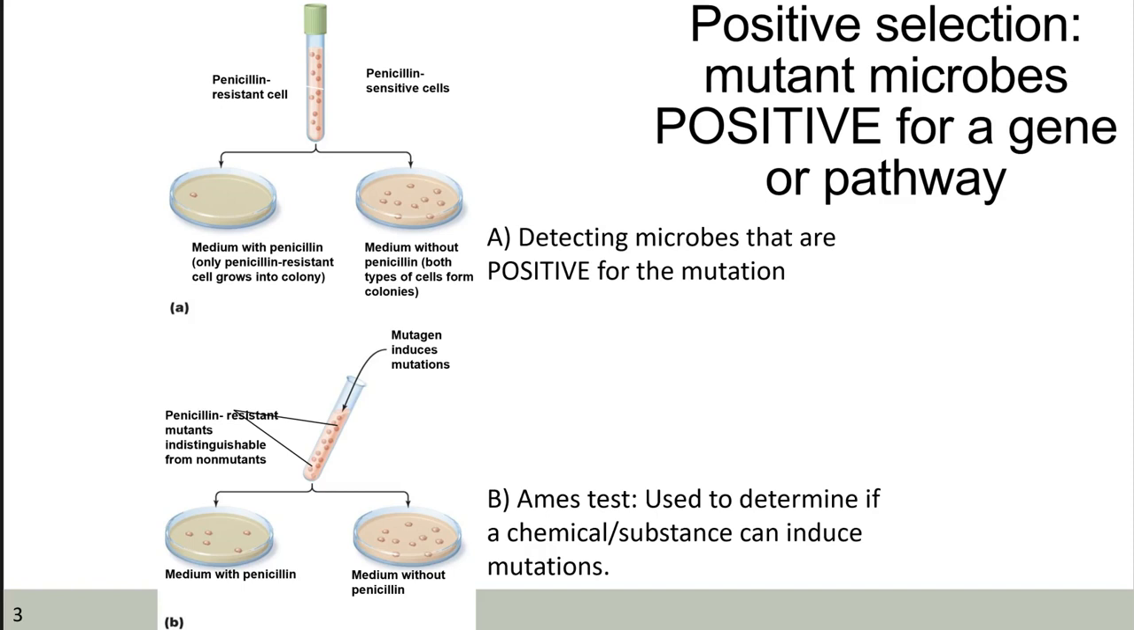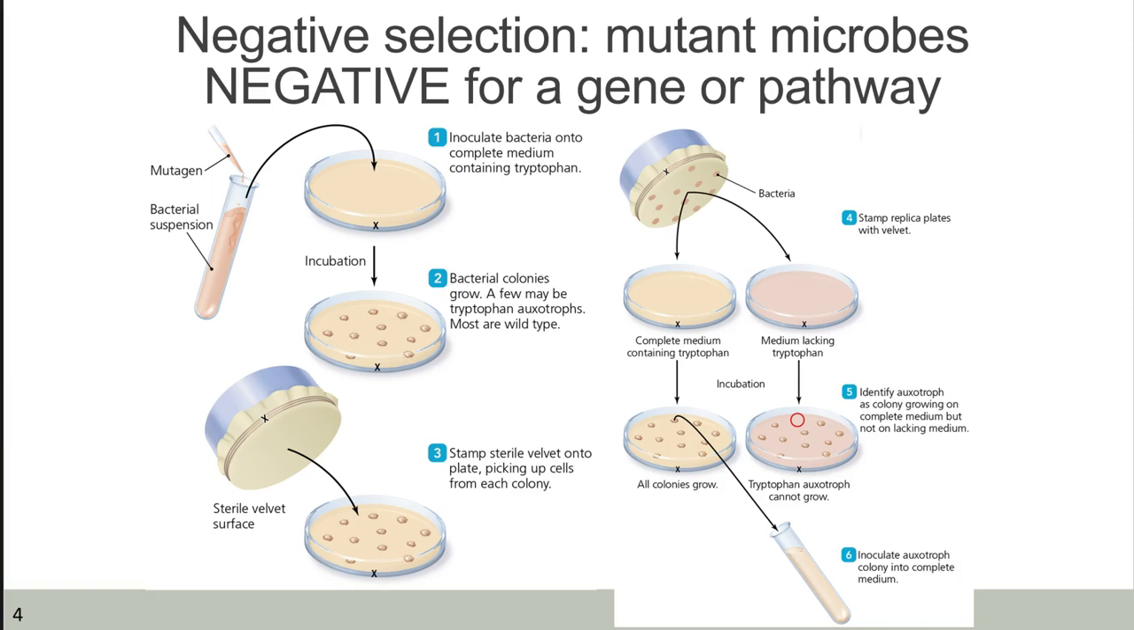So you can see here, let's say this is the same population of microbes, and without the chemical, we only had one microbe that was able to grow on penicillin, but now with this chemical, whatever it is, we've had induction of more mutations, and now we have more microbes that can grow on this plate. That's the Ames test. Now another version of old school screening for mutants is the negative selection.